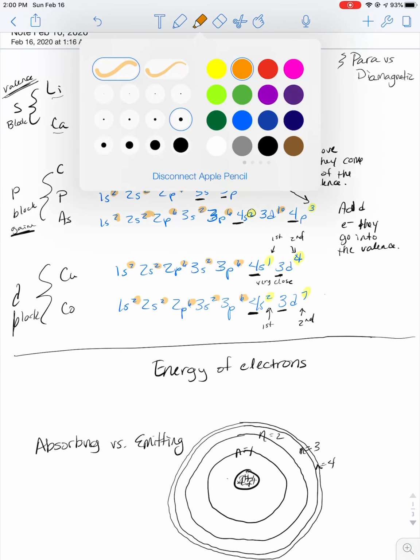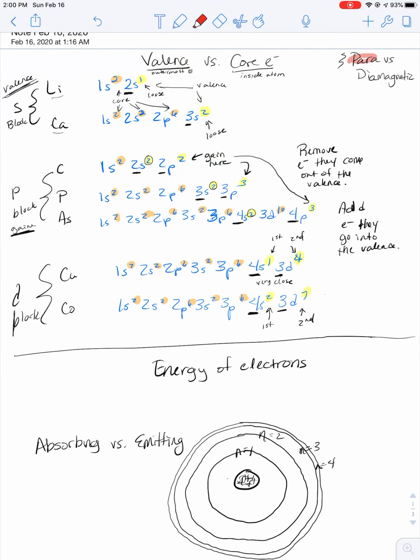And last but not least on the same topic, the idea of para versus diamagnetic. So para is when you have unpaired electrons. So for example, lithium, you can see it right over there. He's got an unpaired electron. He's right there. He's got an unpaired. So he would be para. Carbon has an unpaired electron. Phosphorus has an unpaired, at least one. You can have multiples. Arsenic has unpaired.